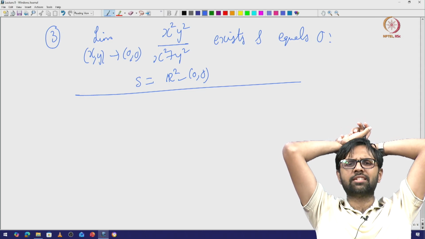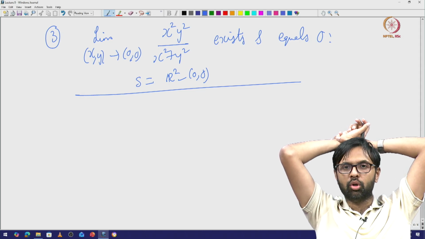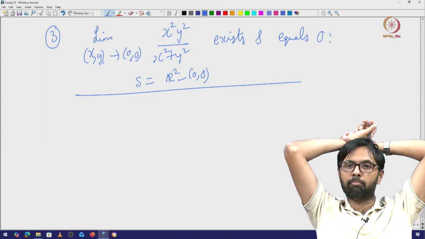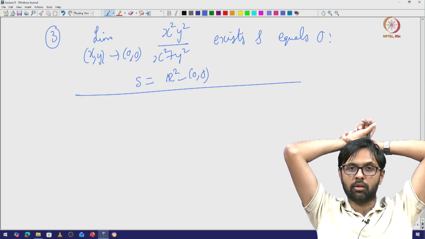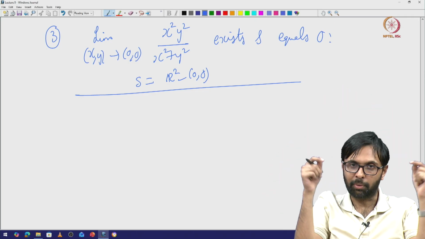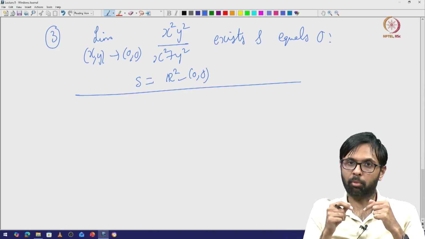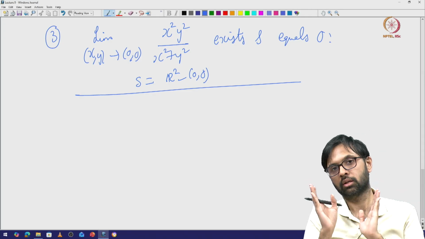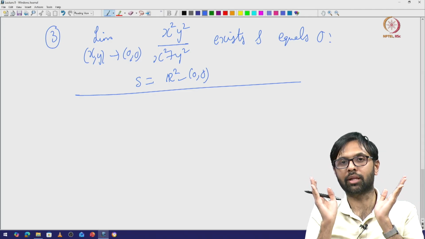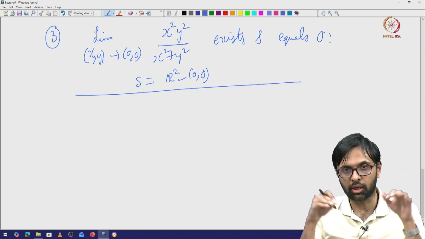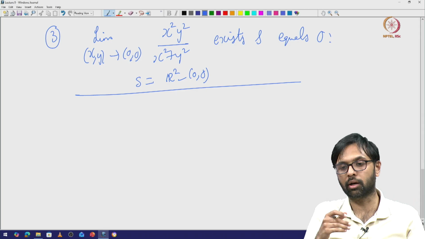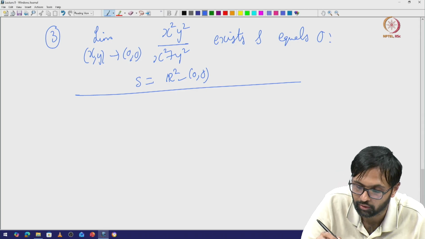You have to be extremely careful here to not prove this by merely taking two of your favorite paths and seeing that they give you the same answer. Using two different paths to approach that point and getting different answers will show that your limit does not exist. It can never be used to show that the limit does exist, because there are infinitely many ways to get to that point and your two favorite chosen paths may not be good enough. So this has to be done carefully.